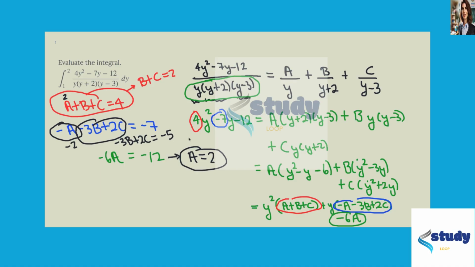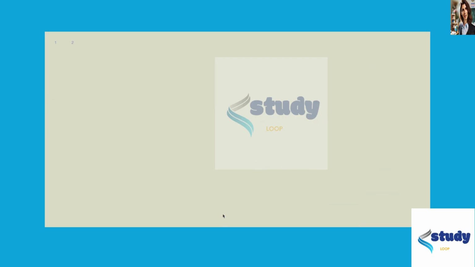So let's go on to the next page. I'm running out of room here. But we will have this 2 by 2 system in B and C to solve, and then we'll have our coefficients. So we had 2 equations from the previous page. We had B plus C is 2, and minus 3B plus 2C is minus 5.